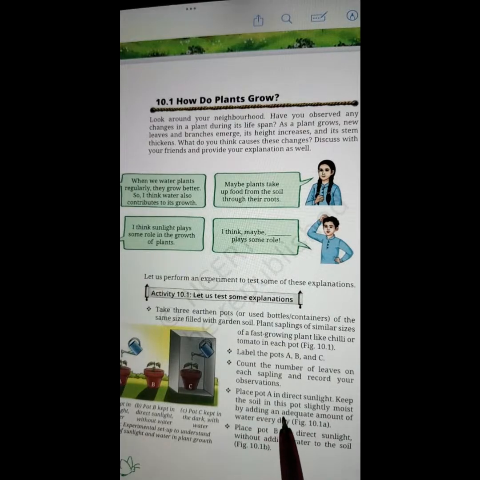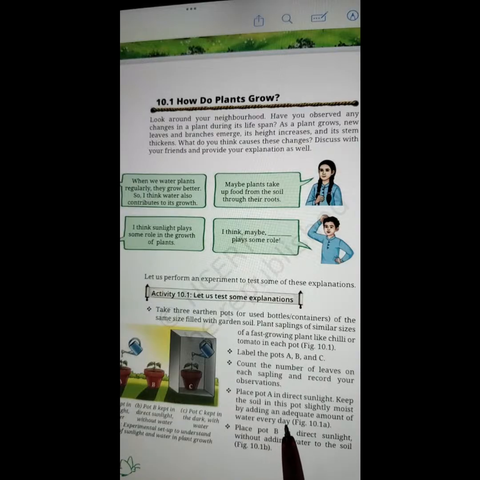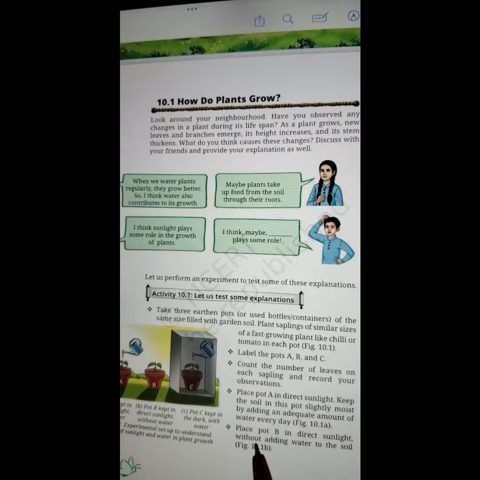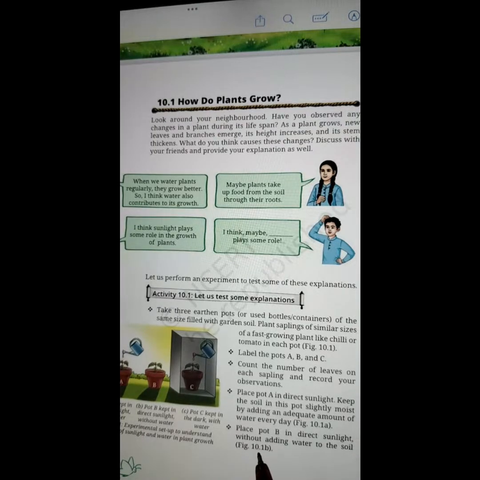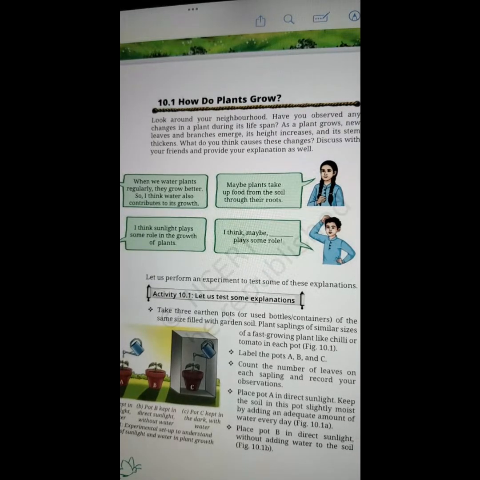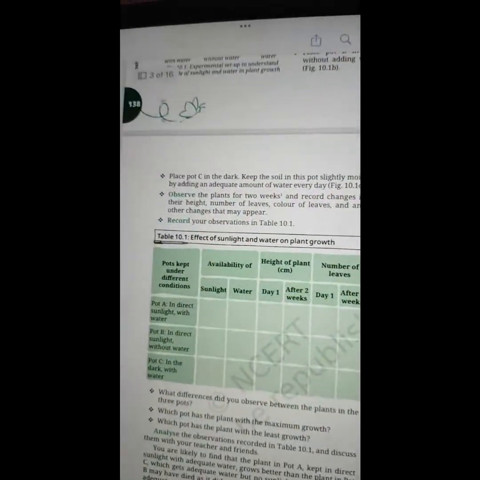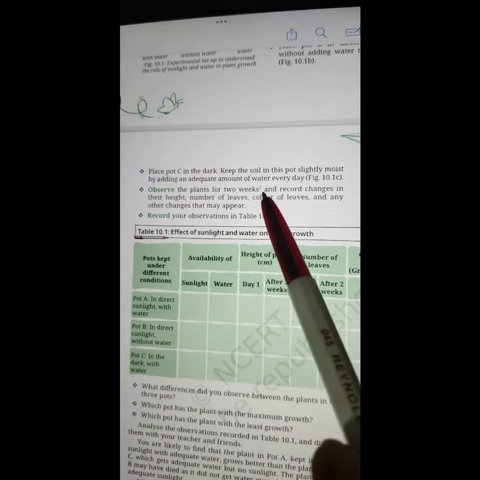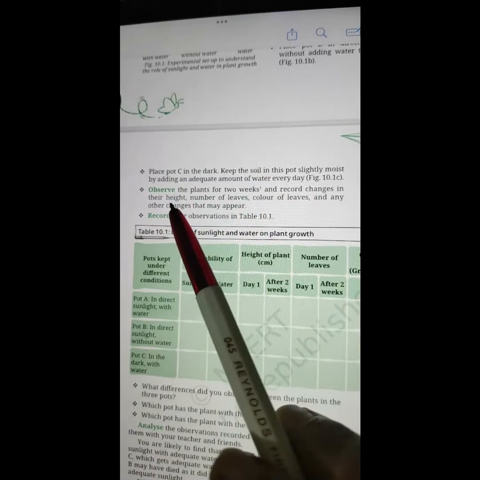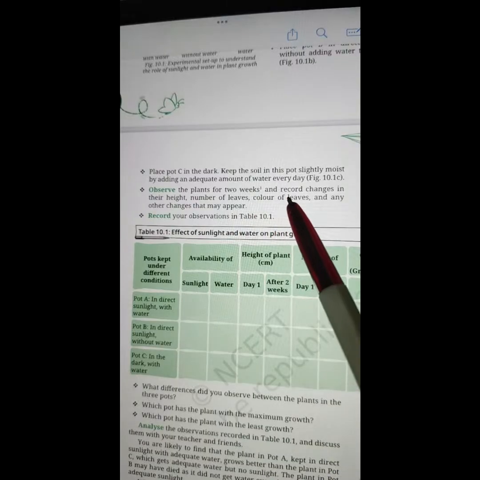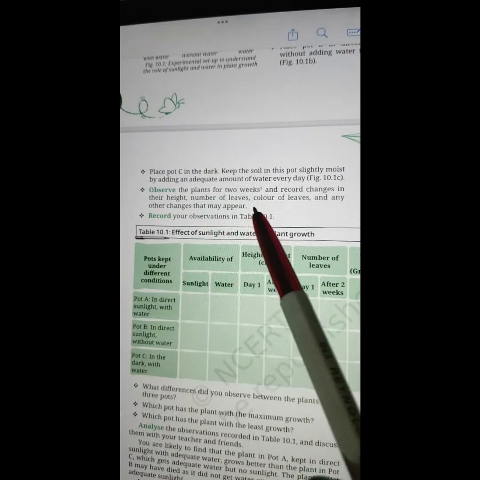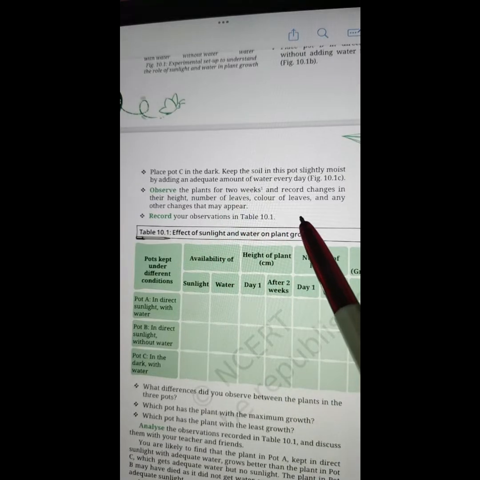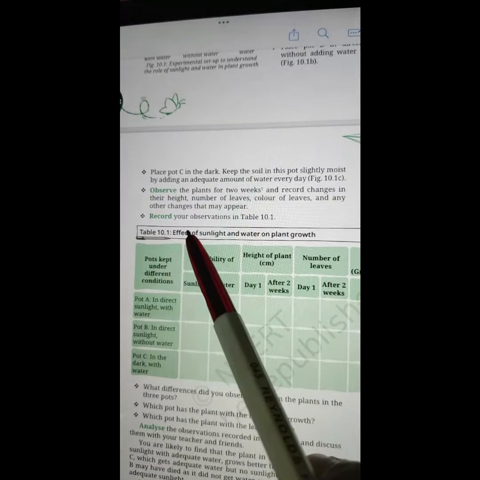Place pot A in direct sunlight. Keep the soil in this pot slightly moist by adding an adequate amount of water each day. Place pot B in direct sunlight without adding water to the soil. Place pot C in the dark. Keep the soil in this pot slightly moist by adding an adequate amount of water every day. Observe the plants for 2 weeks and record changes in their height, number of leaves, color of leaves, or any other changes that may appear.